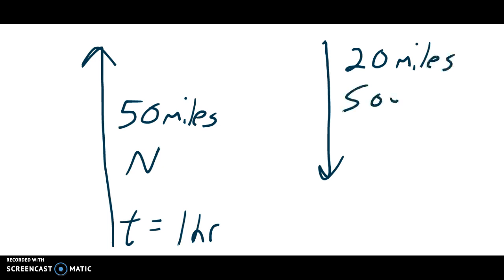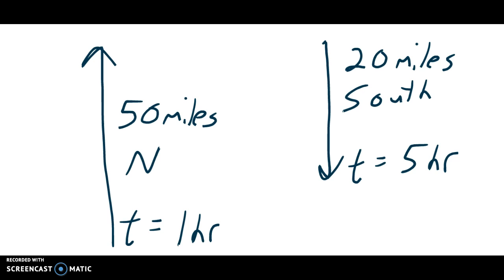Notice I also put the time there. Another thing to note is that the 50-mile north arrow is longer than the 20-mile south arrow. This is to represent the different lengths of them.